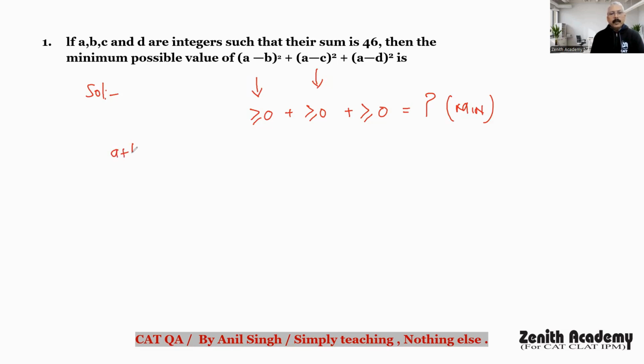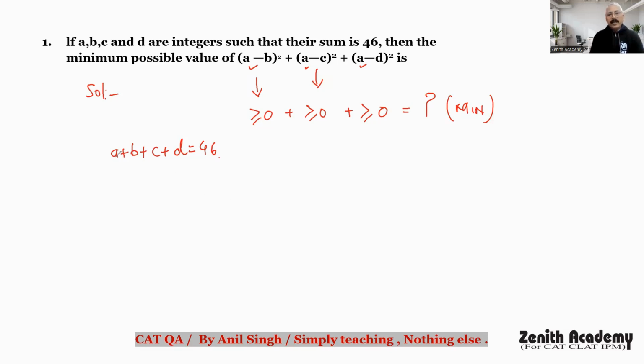Now here it is given A, B, C, D are integers such that their sum is 46. Means A plus B plus C plus D is 46. It is A minus B, it is A minus C, it is A minus D. Okay. So if A and B are equal to each other, then we can have 0. Similarly, if A and C are equal to each other, then we can have a 0, and if A and D are equal to each other, then we can have a 0.